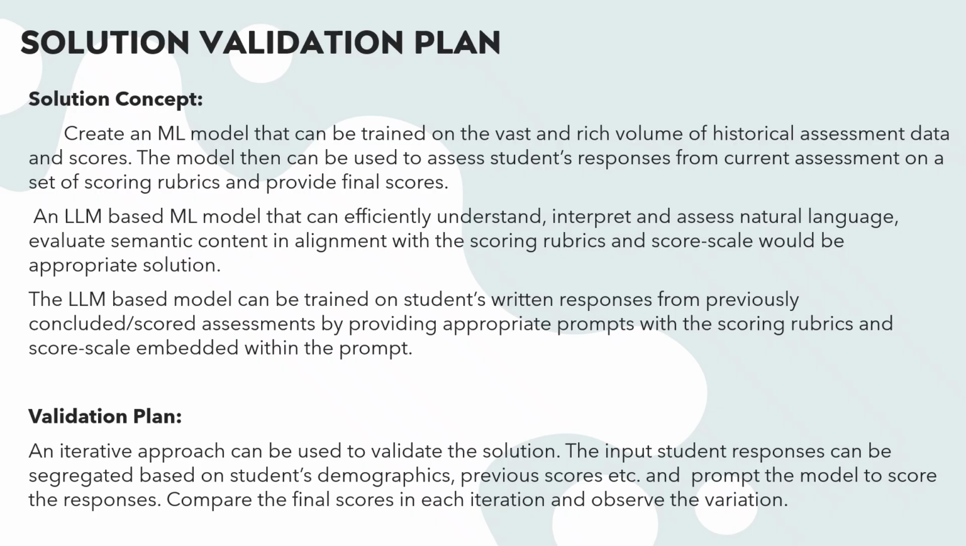Of course, the LLM model can be trained on student written responses from the previously concluded assessments. If you're using an existing LLM model, just feed the historical responses into it with a prompt that clearly includes the scoring rubrics and the score scale intended to be used, and evaluate the output the model is generating. Based upon the response that we see, you can modify the prompt until the model generates a response in alignment with what has been expected.